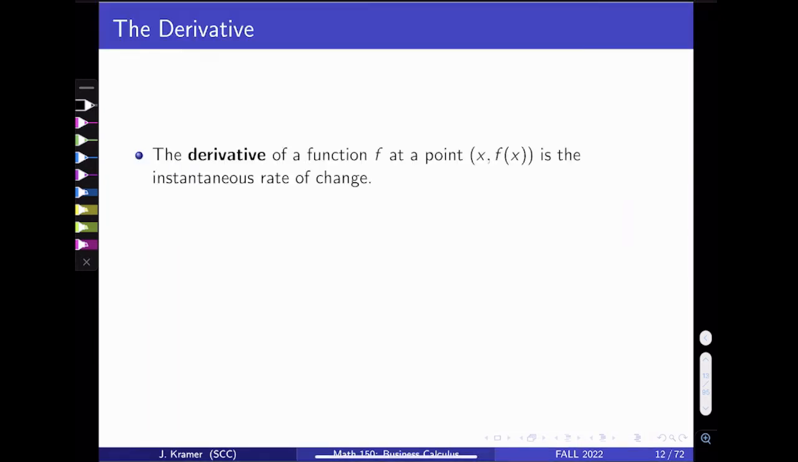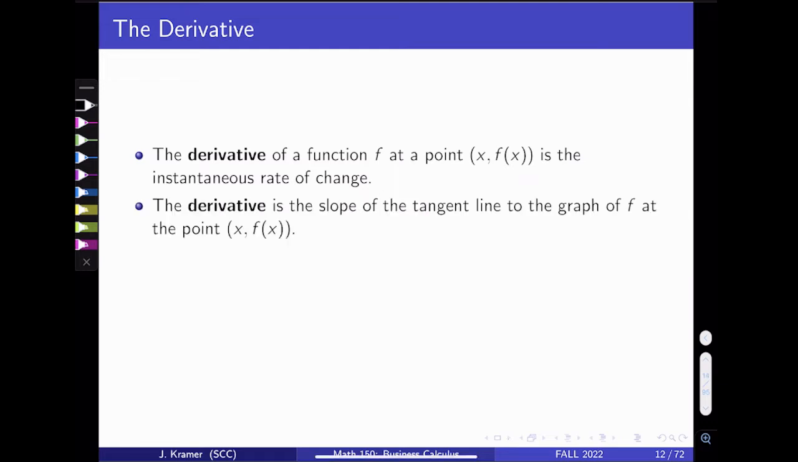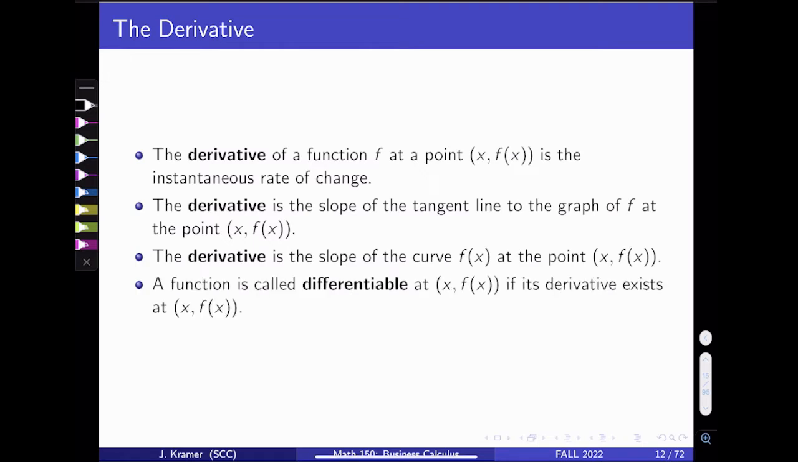So the derivative of a function f at a point (x, f of x), where f of x is the y value at x, is the instantaneous rate of change. The derivative is the slope of the tangent line to the graph of f at the point (x, f of x). The derivative is the slope of the curve f of x at the point (x, f of x), so tangent line slope, because it's a line. A function is differentiable if its derivative exists at (x, f of x).